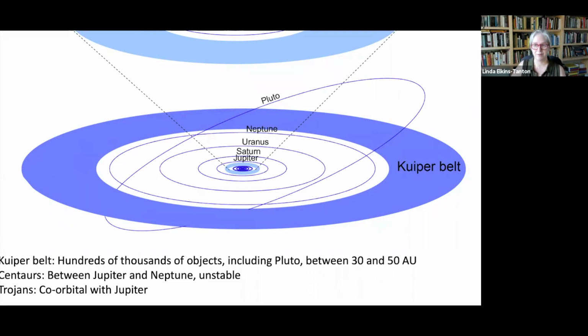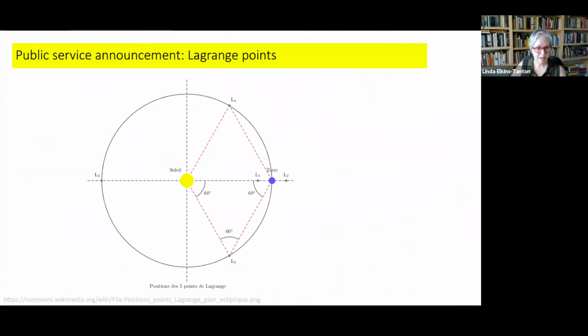So let's talk about Lagrange points. This is a public service announcement on Lagrange points. Lagrange points are positions in space where the gravitational forces of a two-body system, like the Sun and the Earth, here shown in French appropriately, since this was developed by Mr. Lagrange, produce regions of enhanced stability because of balancing between their gravitational pulls.